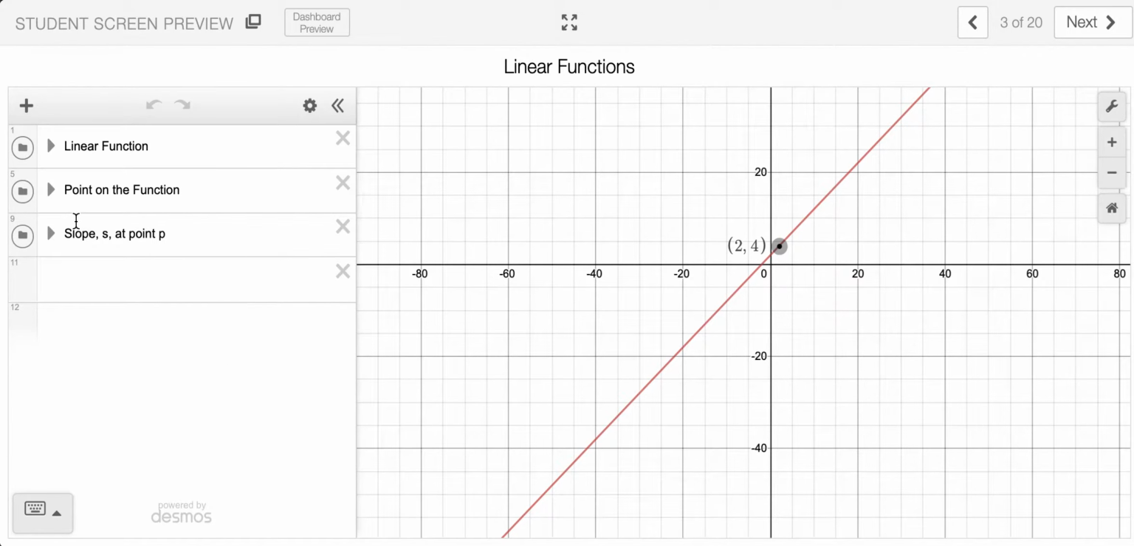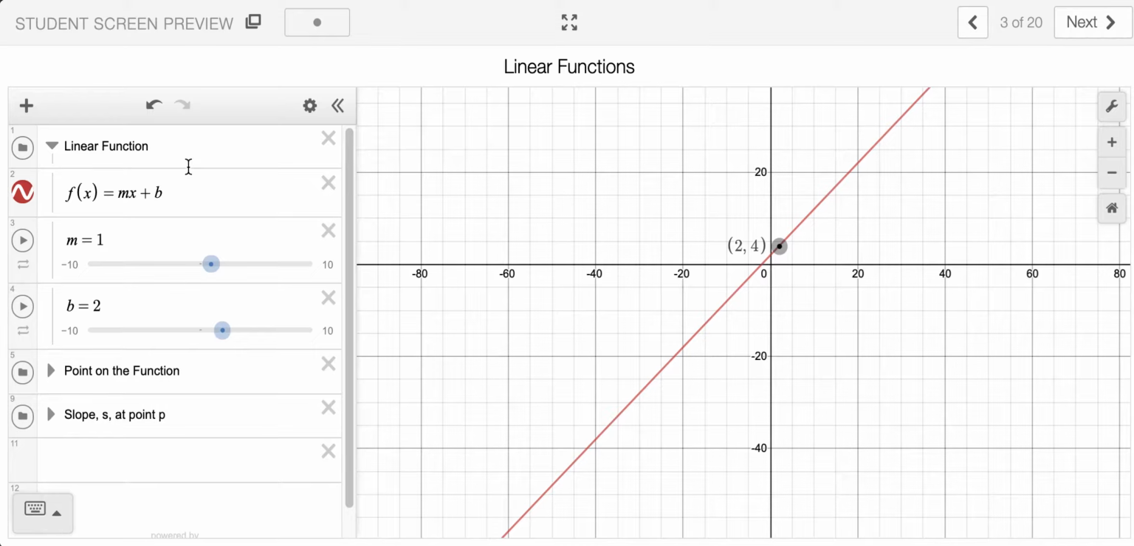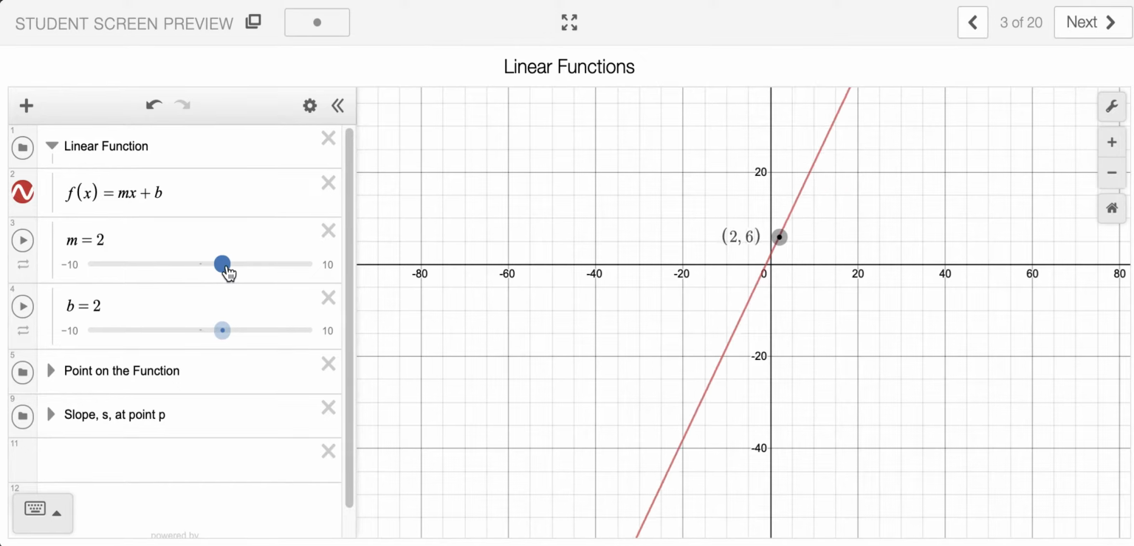So you have these folders on Desmos, one for linear functions, one for a point on the function, one for the slope that I'm calling S at point P. If you click that arrow next to the linear function, you can see that all the commands associated with the linear function are there. I have it defaulted to an M value and a B value of 1 and 2 respectively. I'm going to change those just for fun.